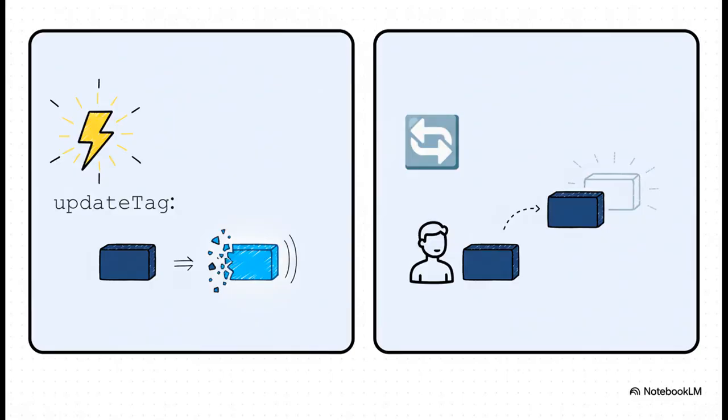UpdateTag is for when you absolutely need immediate consistency. It invalidates the old data and forces a refresh right then and there, all within the same request. RevalidateTag, on the other hand, is for eventual consistency. It marks the data as stale, serves the old version one last time, and then triggers a revalidation in the background. It's a classic trade-off between instant freshness and optimal performance.